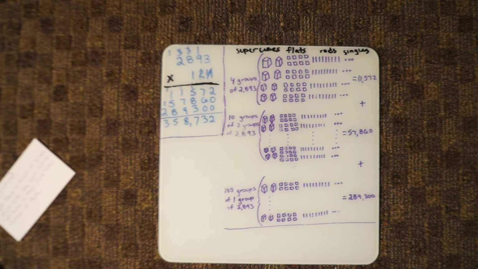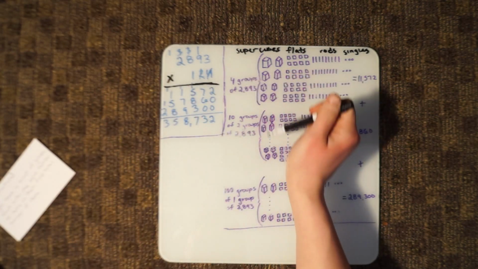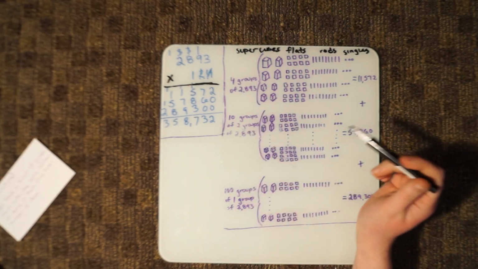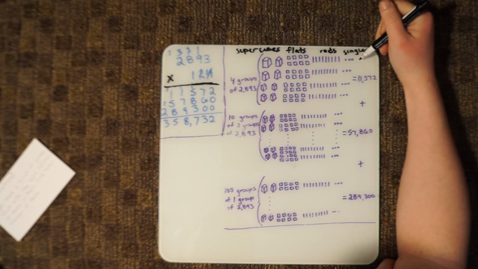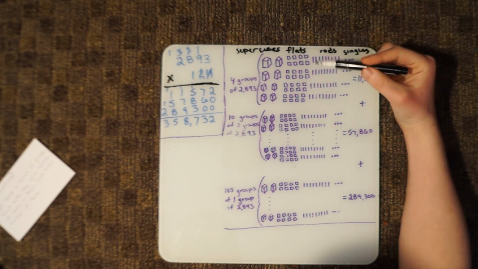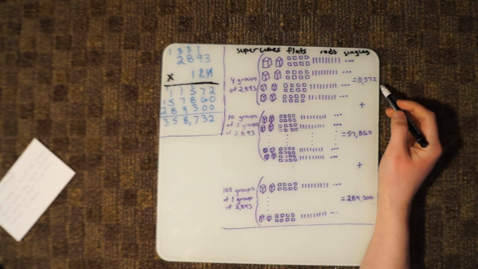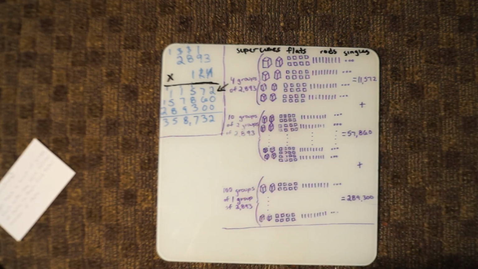So, our first step, we're multiplying 2,893 by the ones or singles place. So we see that over here because in the singles place is a 4, and we have 4 groups of 2,893. So we have 4 groups of 2 supercubes, 8 flats, 9 rods, and 3 singles. Now if we add all 4 groups of 2,893 together, we get 11,572. And that's exactly what we have here when we did the arithmetic.